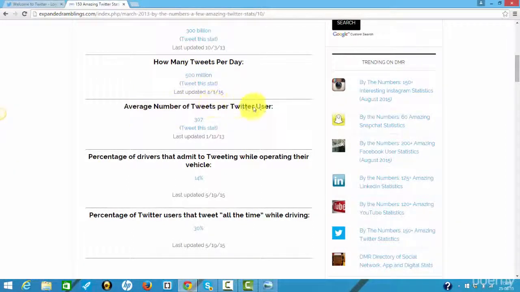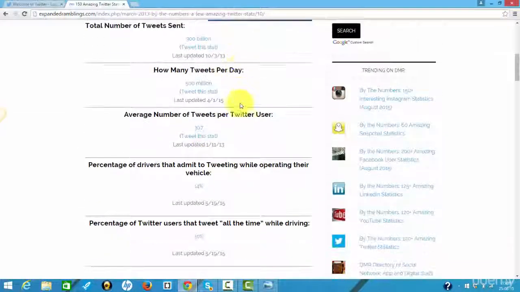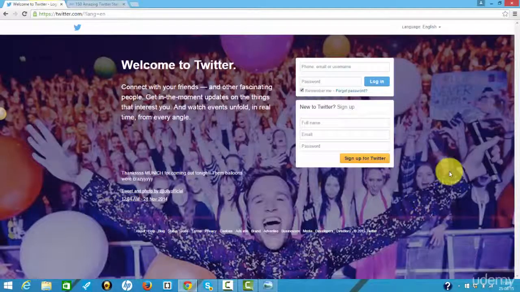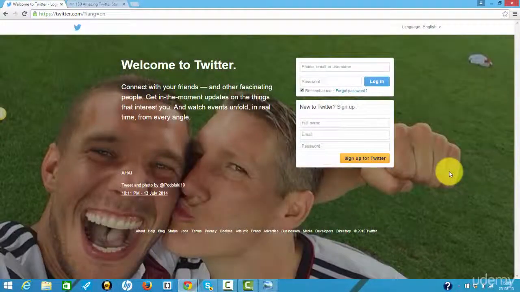Average number of tweets per Twitter user, 307. I mean, people even tweet while they drive. It's crazy. Look at this. Twitter is an amazing opportunity with hundreds of millions of users. You can get a part of the pie.